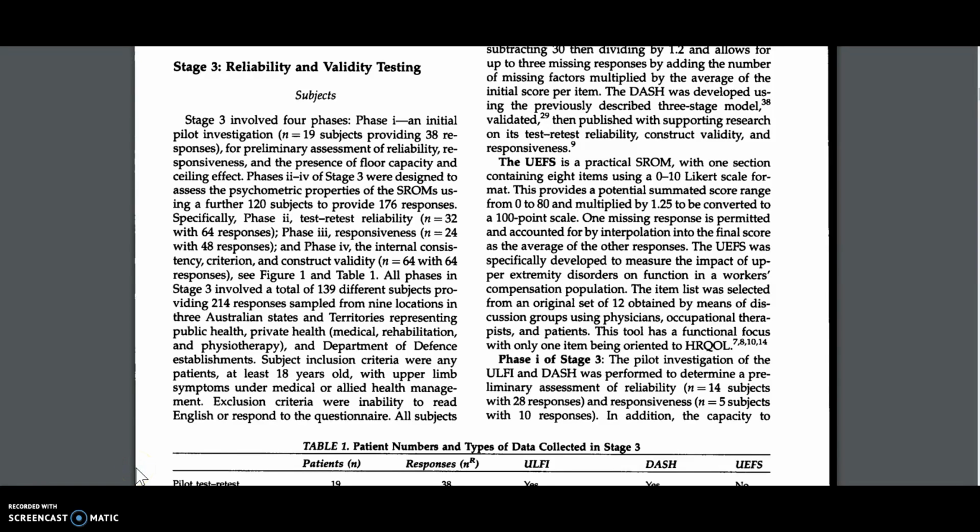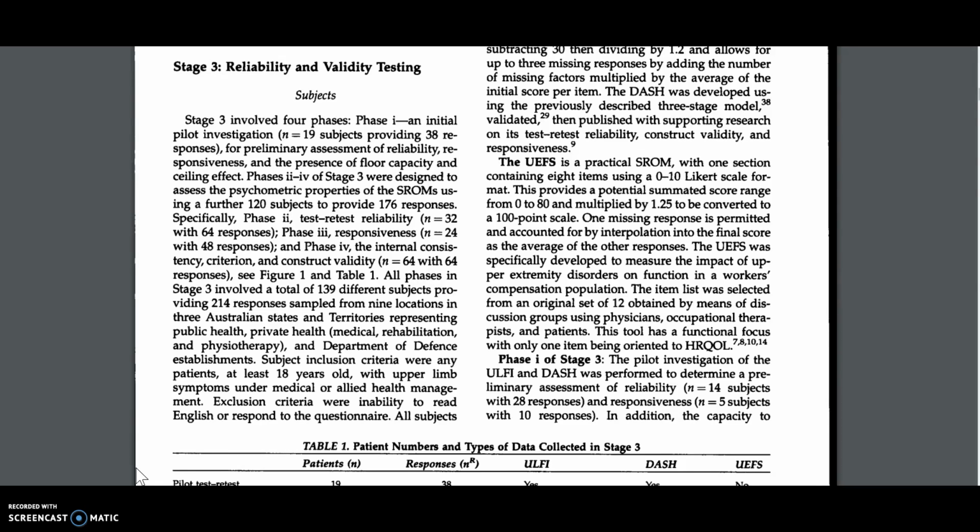Okay, so let's continue where we left off from the last video. We stopped right here where we were focusing on stage 3, looking at reliability and validity. Again, there are 4 phases within stage 3, and they look at the initial pilot investigation, assessment of reliability, responsiveness, and then presence of floor capacity and ceiling effect.